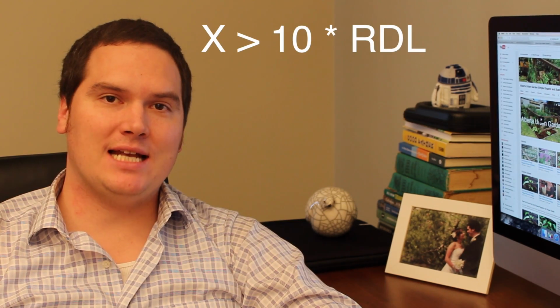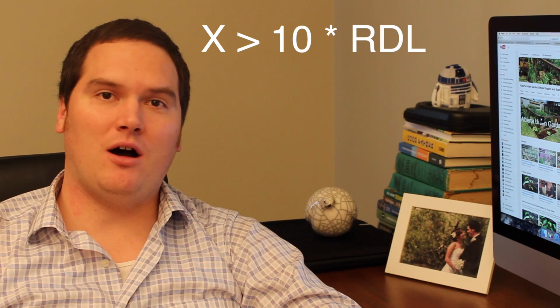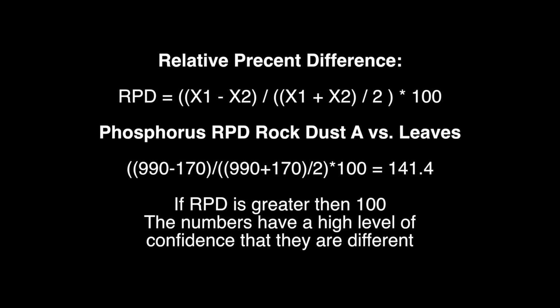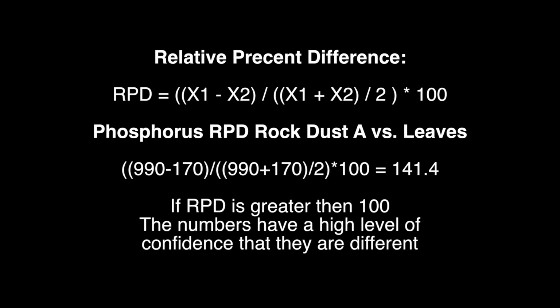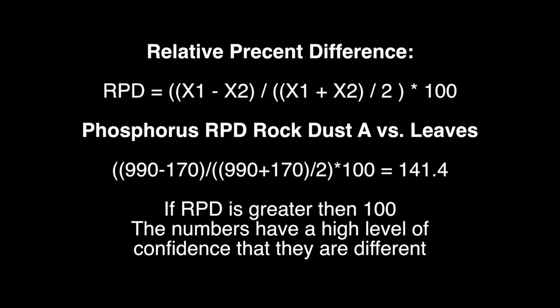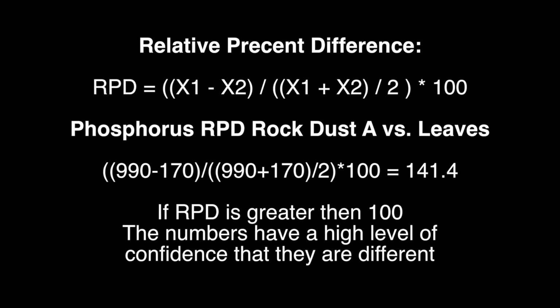On to the trace minerals assessment. Remember, for the number to be statistically valid, it needs to be more than 10 times the reportable detection limit on the analysis. Once we've determined which results are statistically relevant or not, we need to compare them against each other. I'm using a tool today called the relative percent difference in order to do that. It's a fairly widely accepted method that uses the following equation. Once you've calculated the RPD, if the number is over 100, there's a strong level of confidence that these two numbers are in fact statistically different.